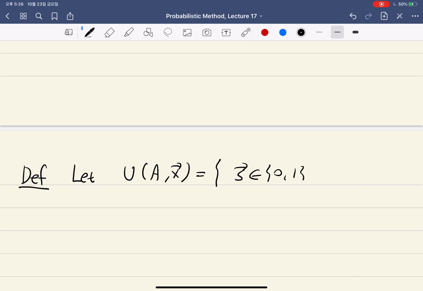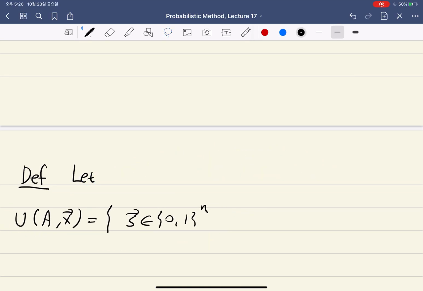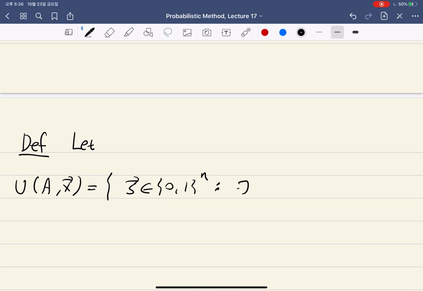So we consider all the 0, 1 vectors such that, we collect all the vectors such that there exists Y such that X_i and Y_i are different.